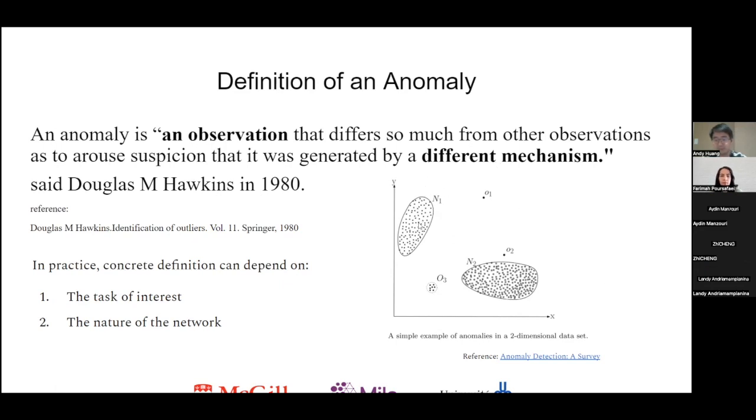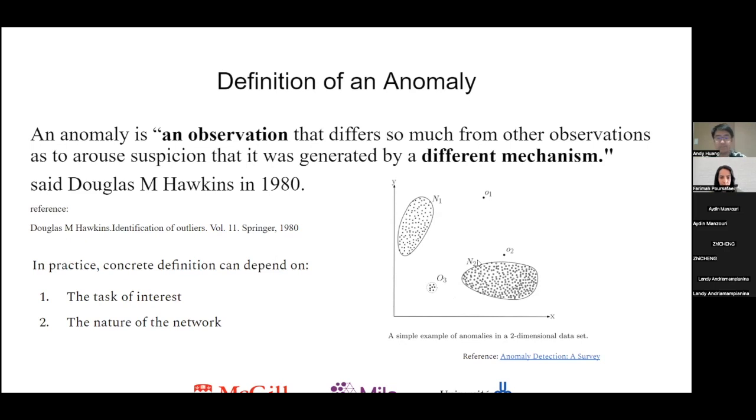As you can see from the plot on the right, this is a very simple example of anomalies. You can see the outliers O1 and O2, which are outside of the clusters, as well as O3, which is just one point. The anomalies don't necessarily follow the same pattern, so you can have different anomalies as well.